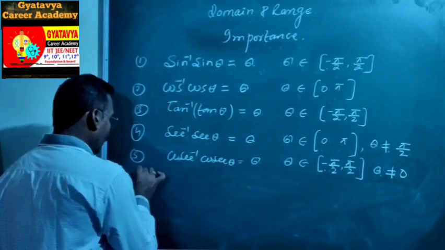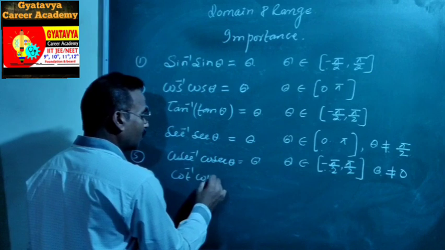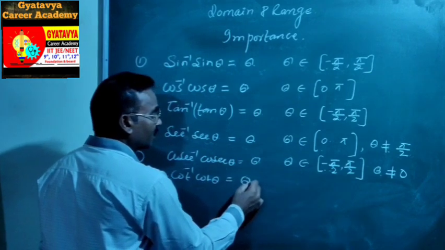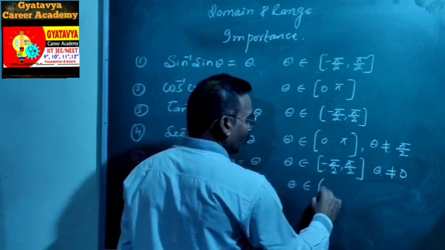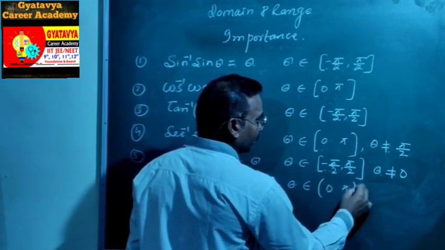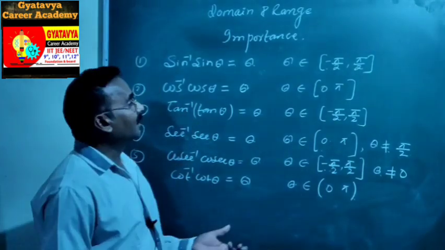Okay, now last, cot inverse cot theta is equal to theta if theta belongs to the open interval 0 to pi. Okay, so these are the importance of the domain and range.